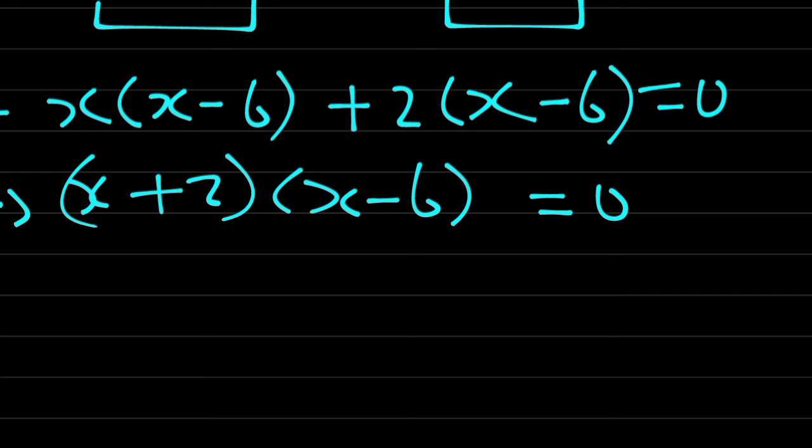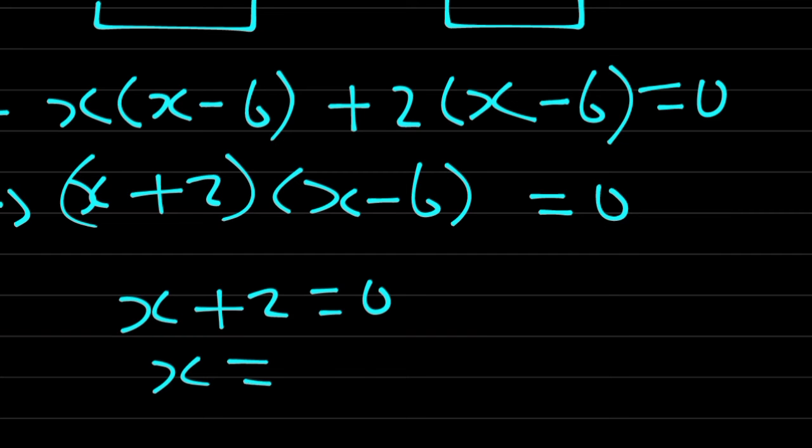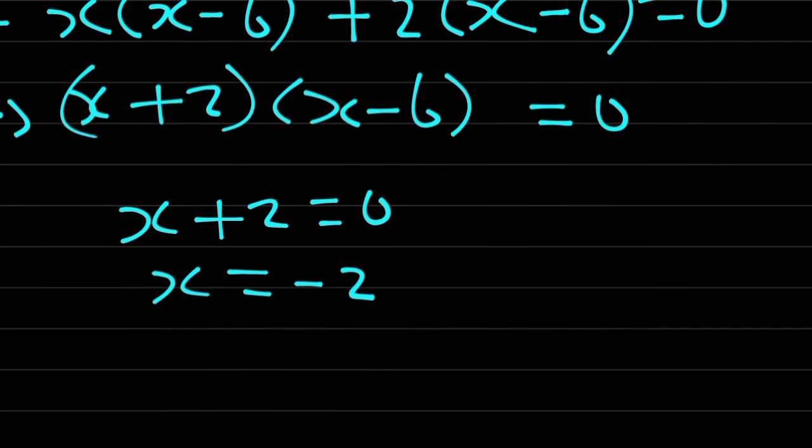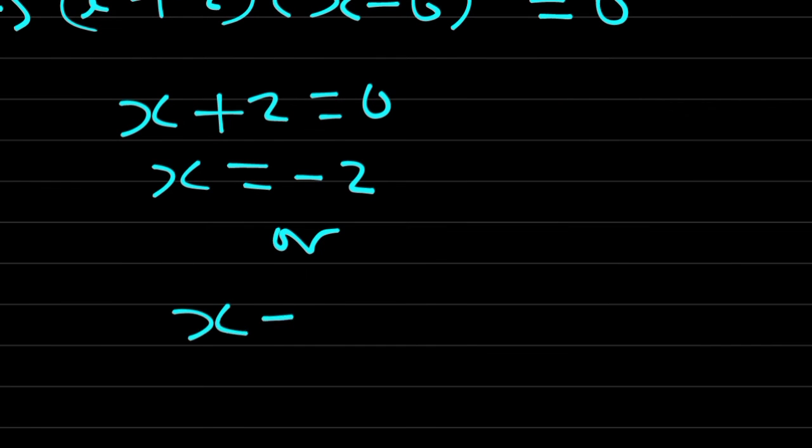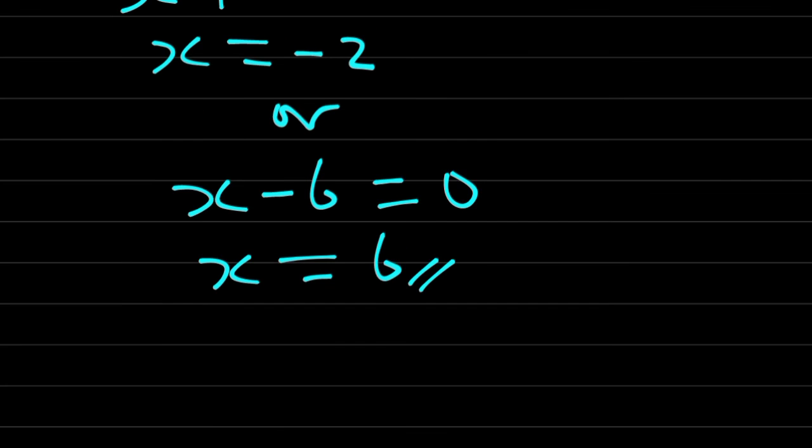When you have the product of two things equal to 0, it means one of them is equal to 0. Therefore, x plus 2 is equal to 0. If x plus 2 is equal to 0, x will be equal to minus 2. Or x minus 6 is equal to 0. Therefore, x will be equal to 6. We are going to determine the corresponding values of y.